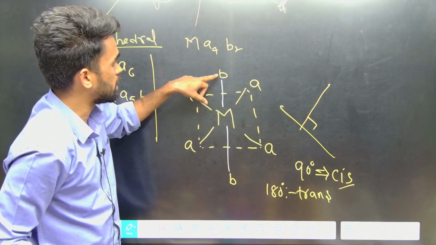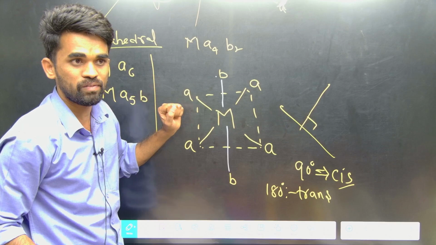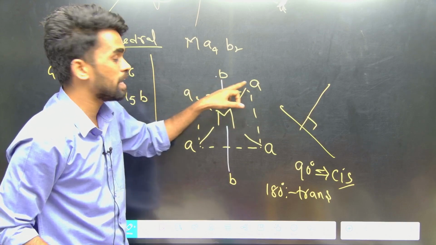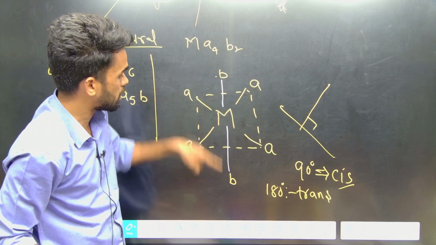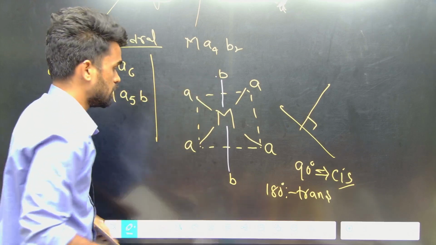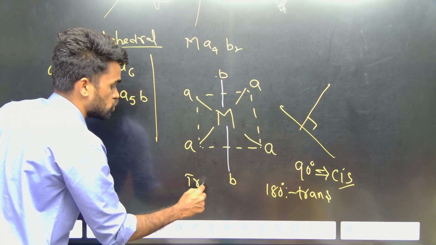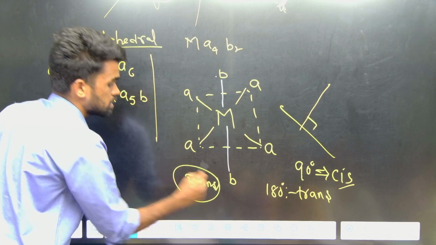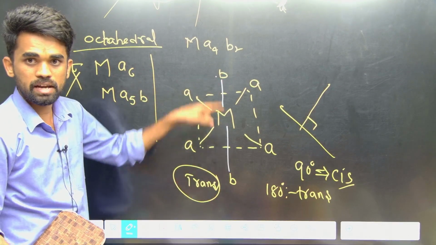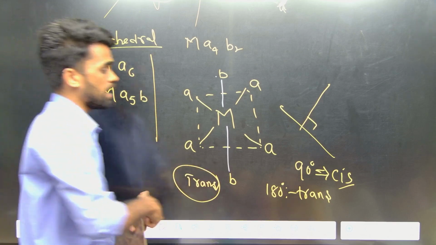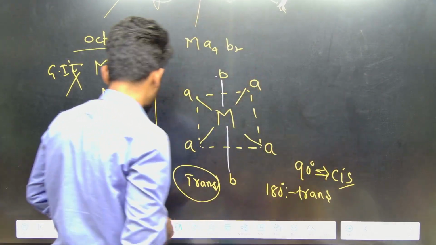So now with respect to B and A, what is the angle we have? So B and A, how are they now? Cis to each other. And these B's, how are they related to each other? Trans. So I can say this as a trans isomer. Why am I saying trans isomer? Because B trans B. Yes or no? So like that you try to arrange the cis isomer.